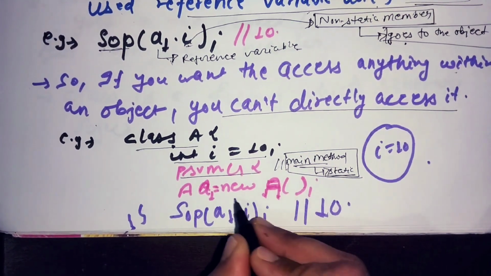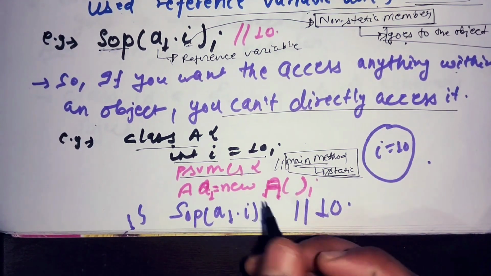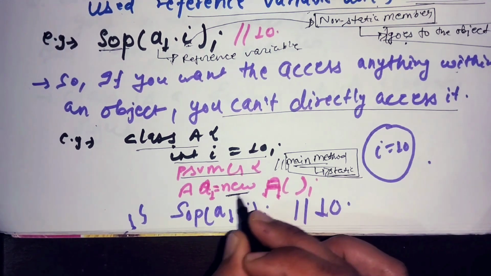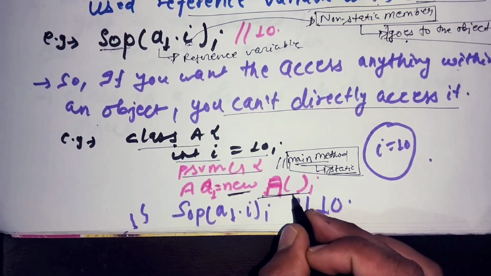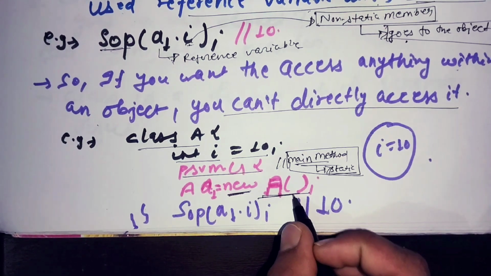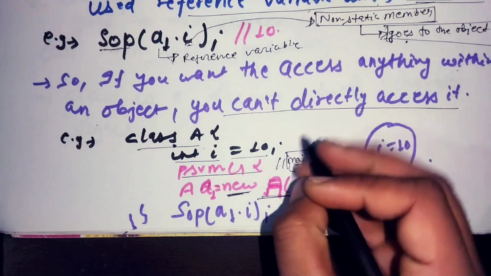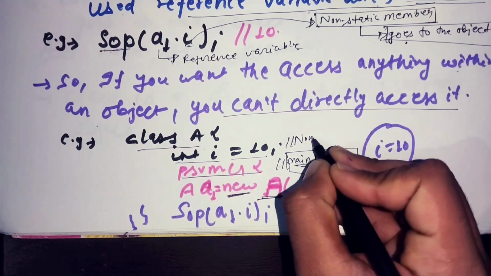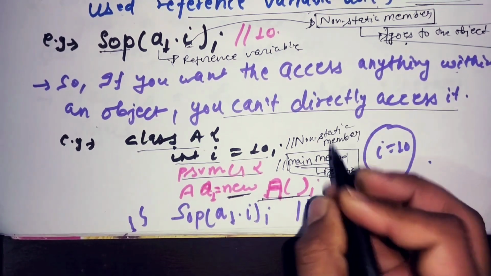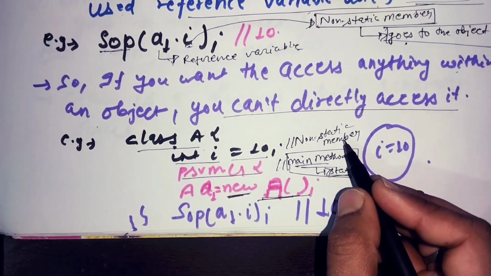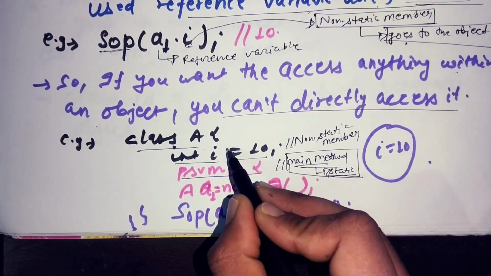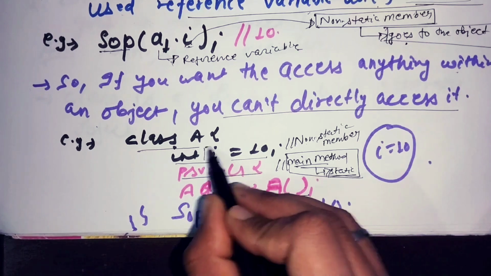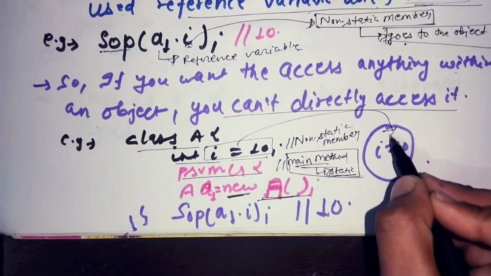Here I created object using new keyword. Here new keyword followed by class name. Once object is created, only non-static member goes to the object. Non-static member. Once object is created, only non-static member goes to the object.